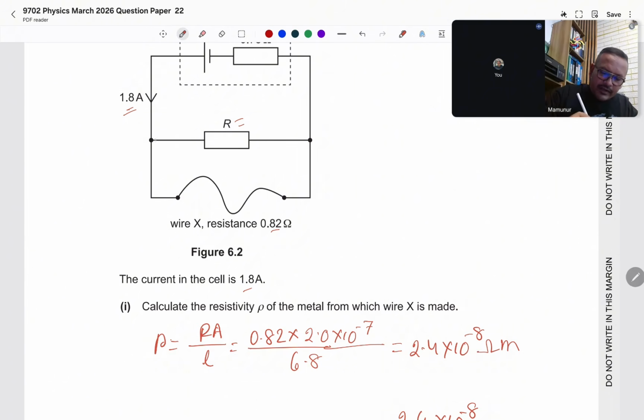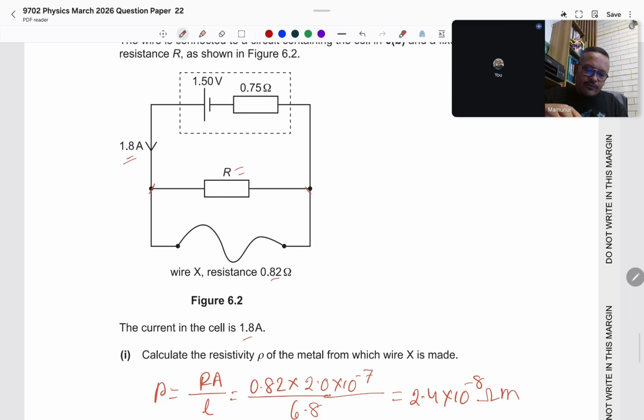Voltage. I need to find the voltage here, and I need to find the current here as well. So what can I do? I can find the voltage of the lost volt, and then I can subtract it from the EMF so that I can calculate the voltage across R. Okay, let's do it.